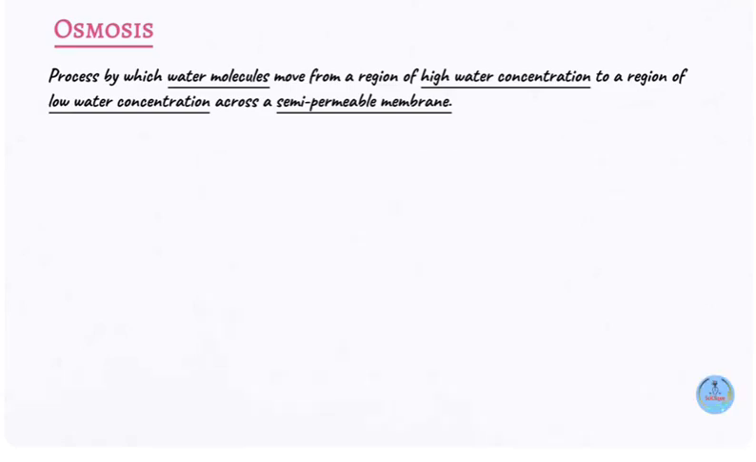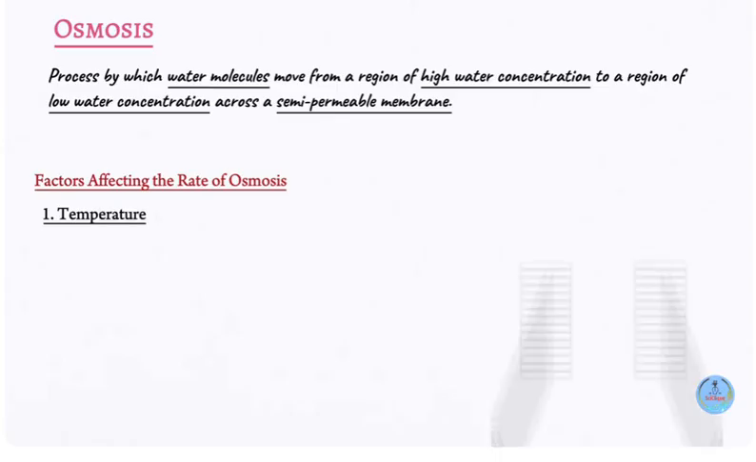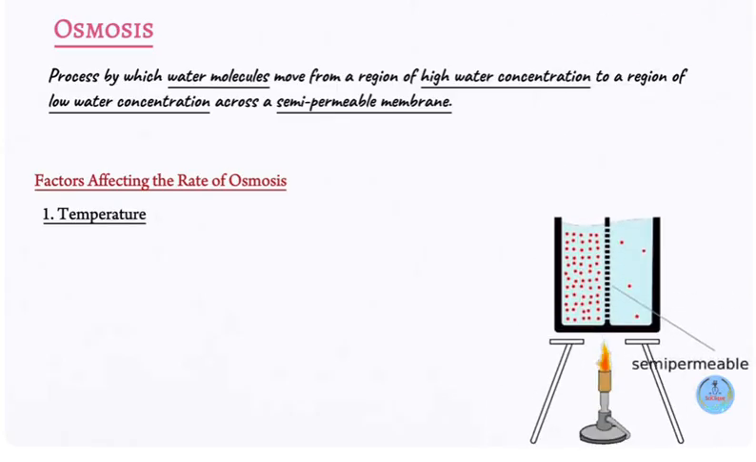So when we talk about osmosis, are there factors that affect the rate of osmosis? Yes, of course. So we're going to have number one, temperature. Just like with diffusion, temperature affects the rate of osmosis. So in short, it can influence whether osmosis occurs faster or slower.